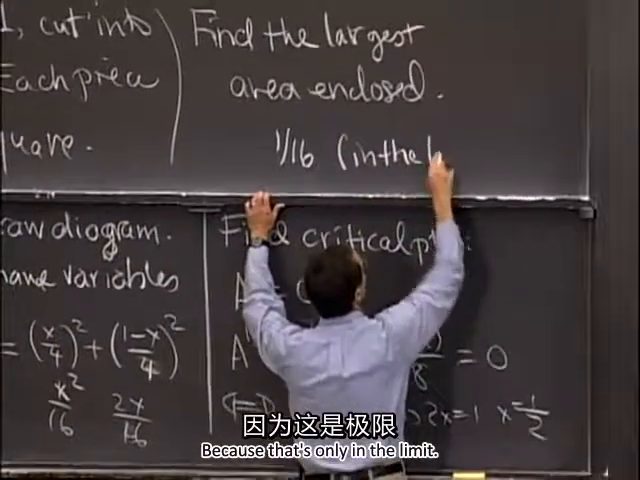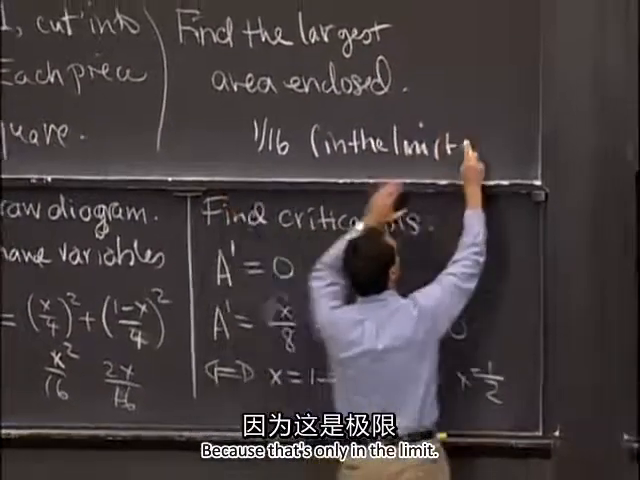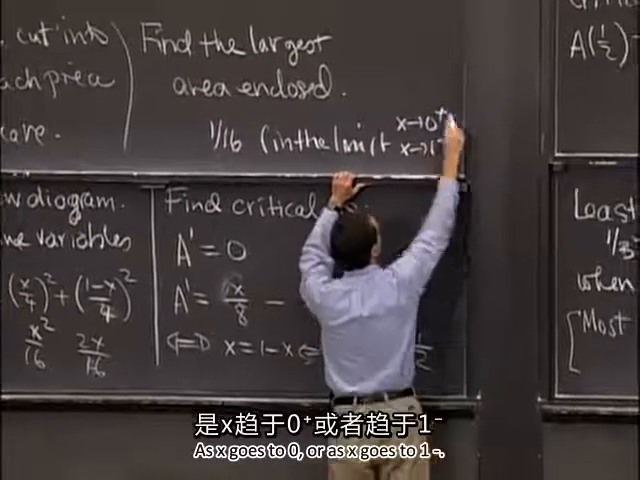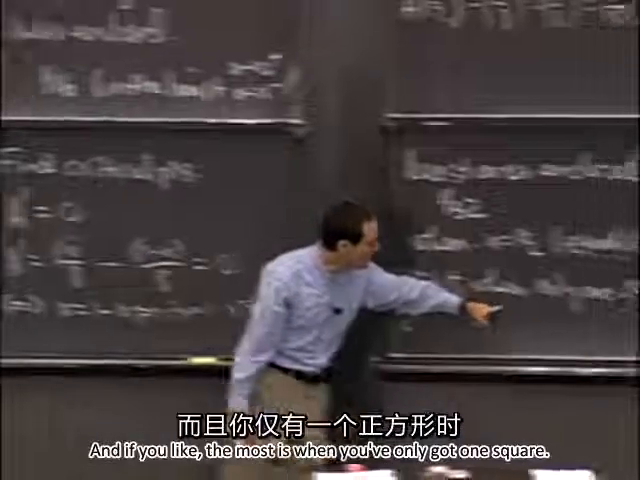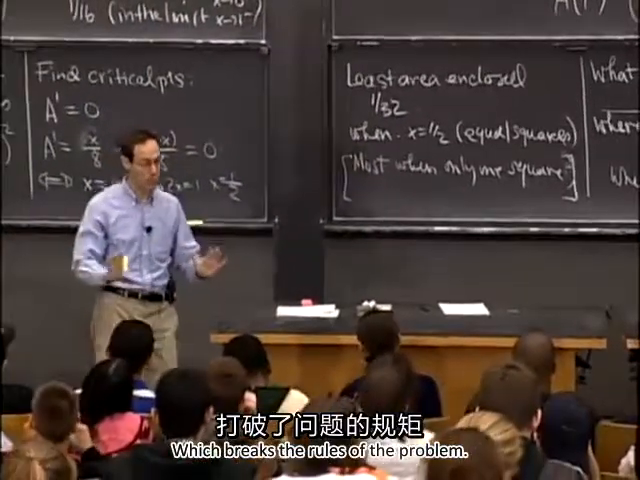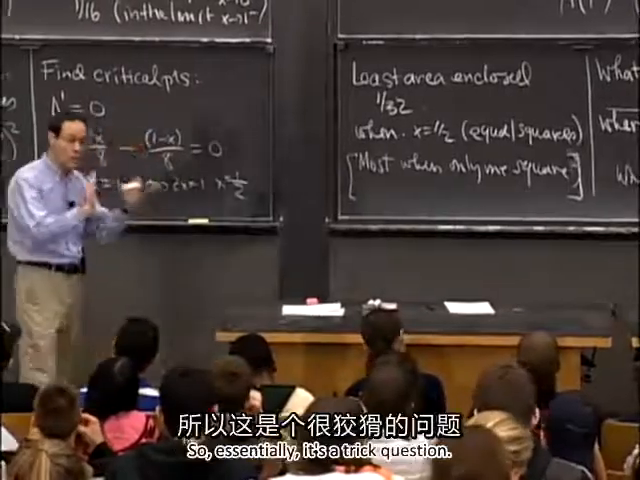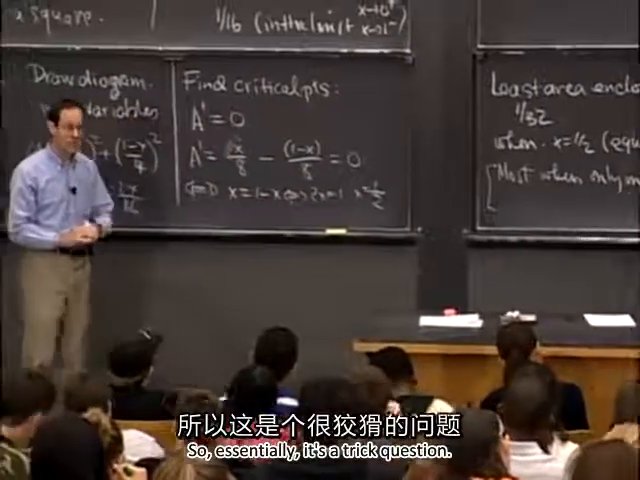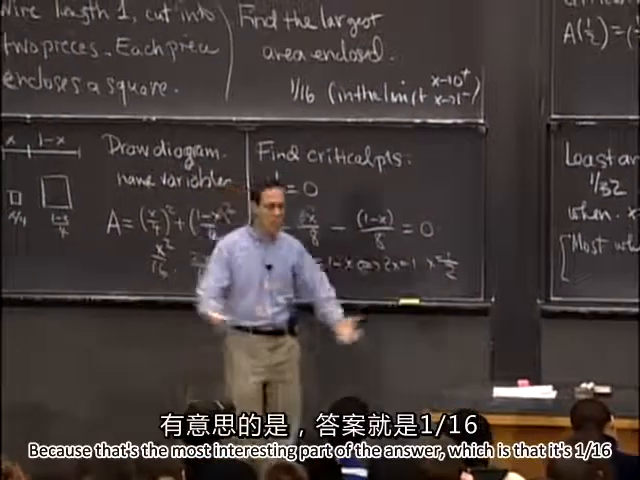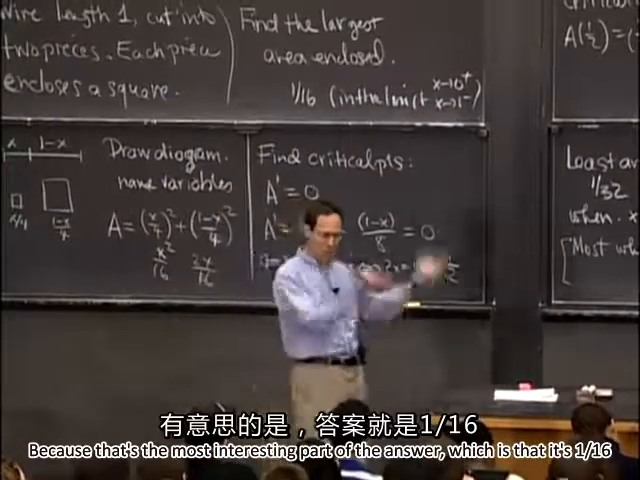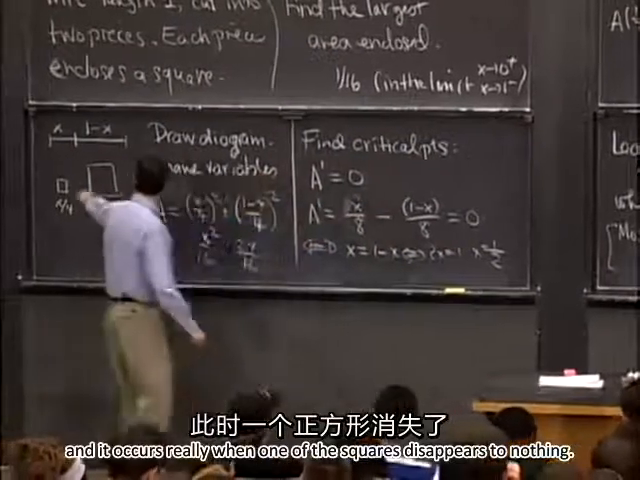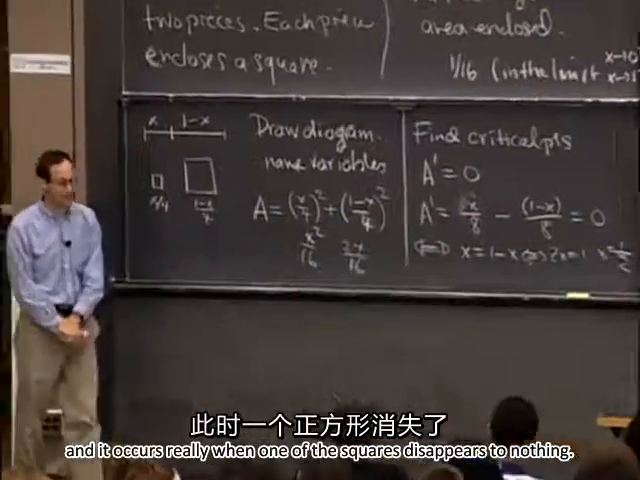As x goes to 0, or as x goes to 1 minus. And if you like, the most is when you've only got one square, which breaks the rules of the problem. All right? So essentially, it's a trick question, right? But I would answer it this way, because that's the most interesting part of the answer, which is that it's 1/16th, and it occurs really when one of the squares disappears to nothingness.